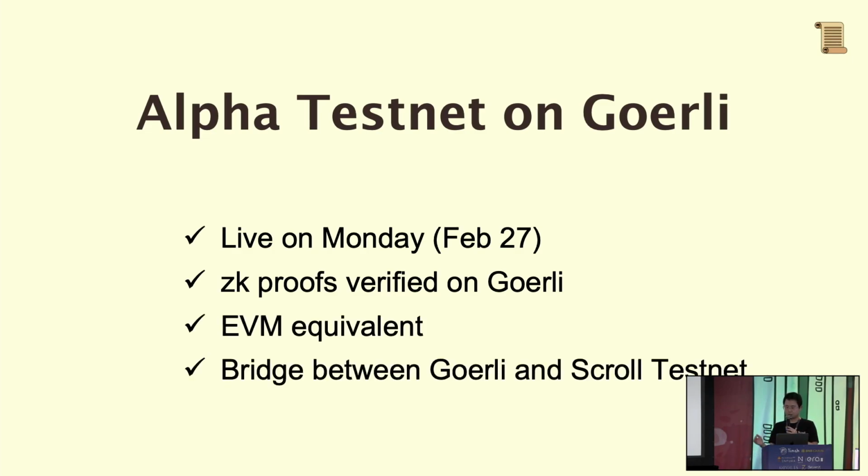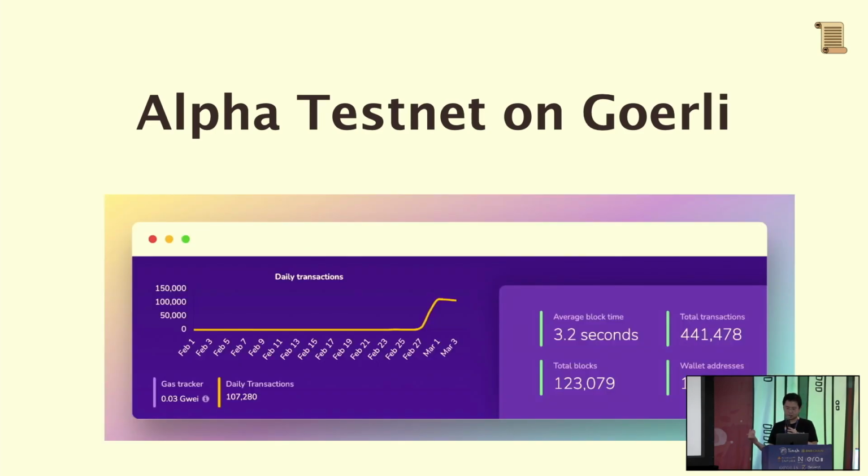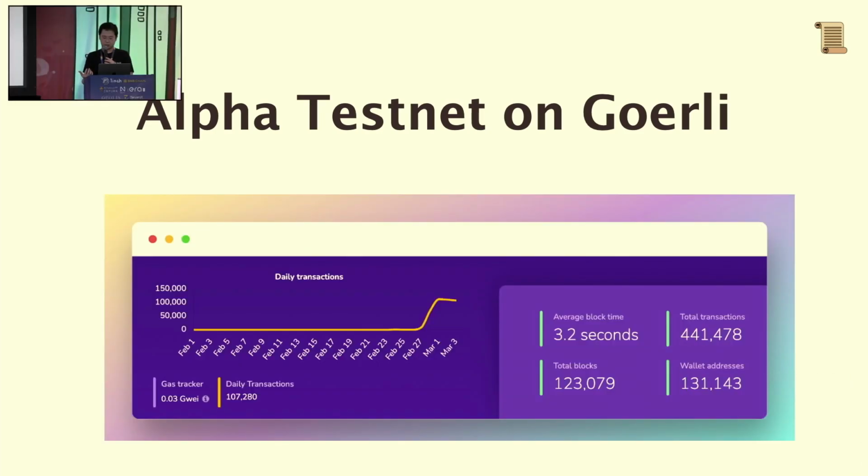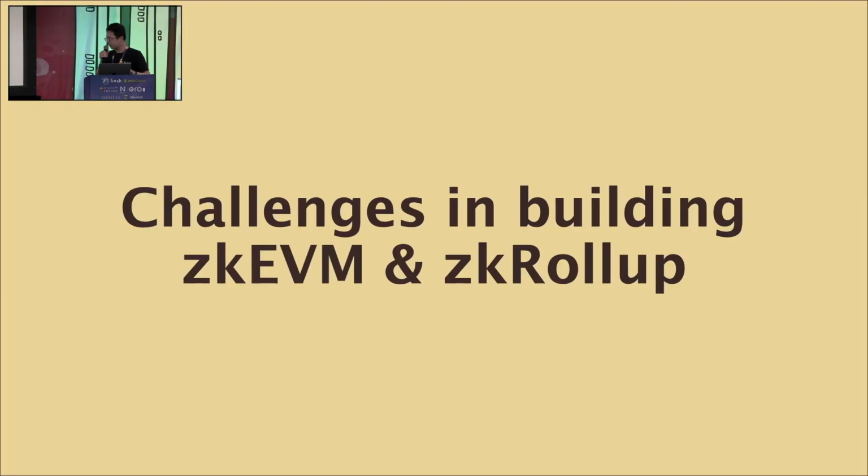We also built a bridge between Goerli and Scroll. As of today, I checked, and more than 12,000 Goerli ETH has been deposited through the bridge from Goerli to our Scroll testnet. This is a screenshot I took last night. We already have more than 130,000 addresses running, and within the first week we already processed more than 400,000 transactions on our layer 2. Okay, so that's our story.